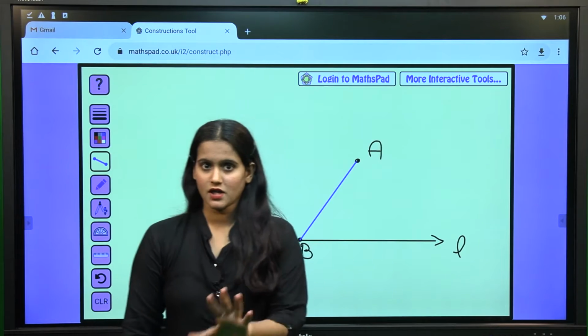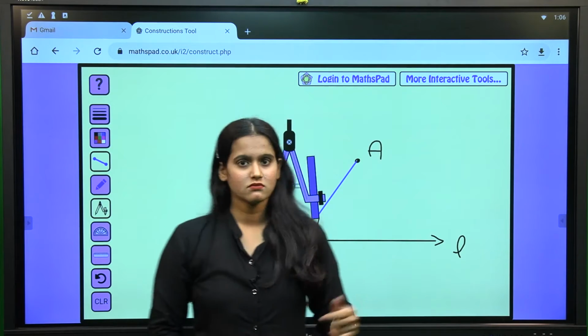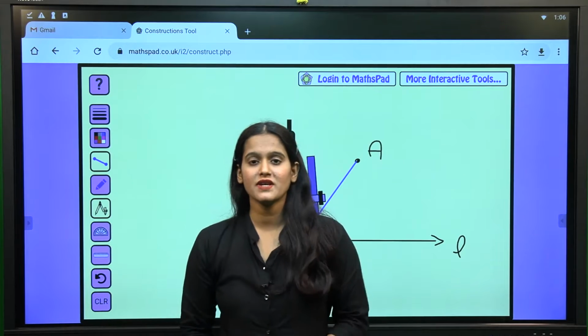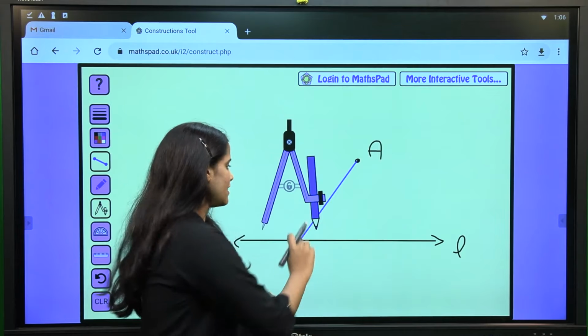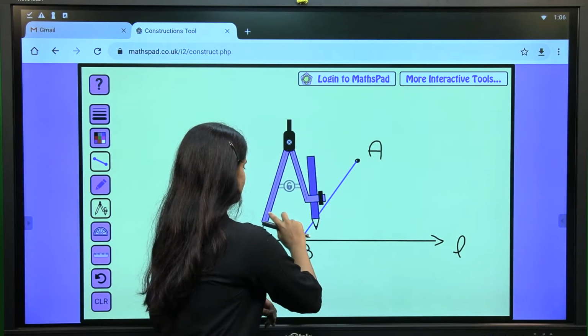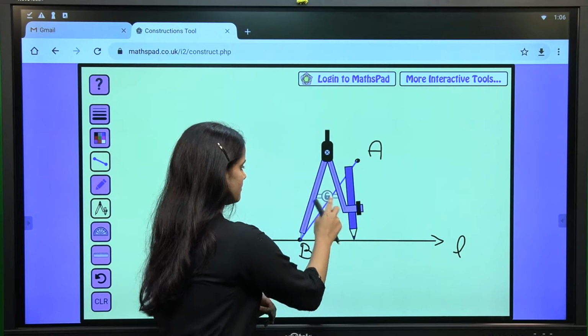Next is very important. For that we need a compass. What we need to do is, you can take any radius, it's your wish. Just take a radius. I'll take any radius and keep it on point B.